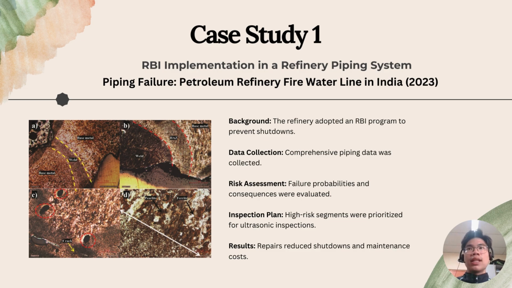I'm going to present the case study part. Let's look at our first case study on implementing RBI in a refinery piping system. The refinery experienced frequent unplanned shutdowns due to piping failures. To address this, they implemented an RBI program to improve reliability and safety.